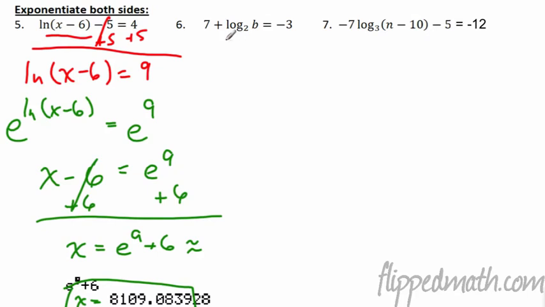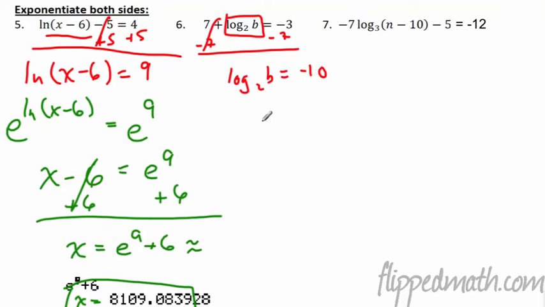Let's try number 6. We get 7 plus log base 2. Now this is a little different because we're using a base of 2. But let's subtract. First, we've got to get that by itself because that's where the variable is. It's a log base 2 of the variable b. So let's subtract 7 from each side. We do that, and we get the log base 2 of b equals negative 10. So the exponent I use on 2 to get b is negative 10.